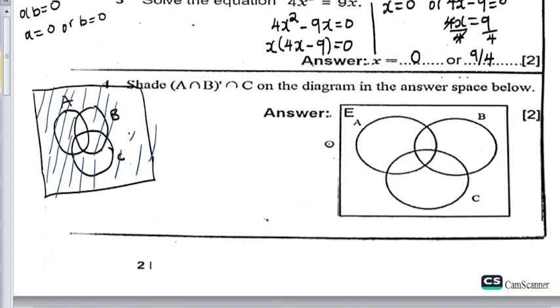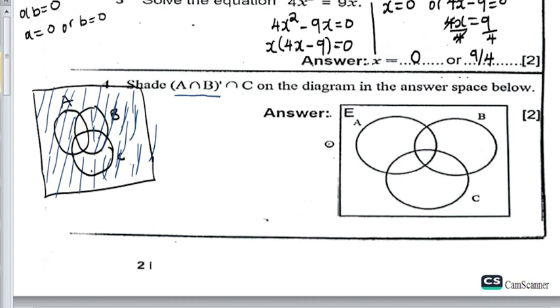So we have shaded this side. The only part we have left is this part. So now, what are we going to do? We have done the first part here, A intersection B complement. But we want to intersect it with C.